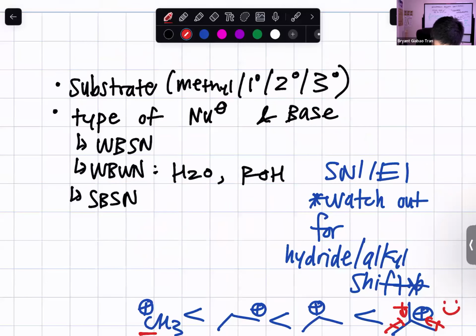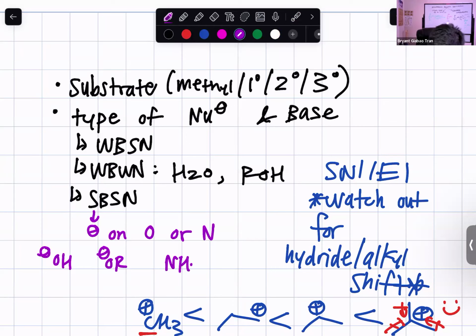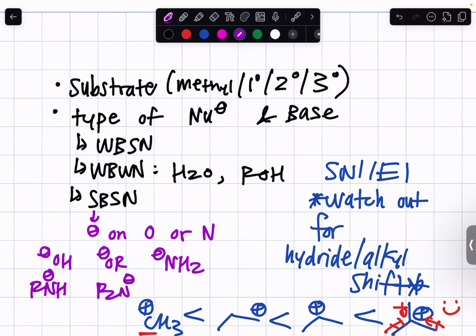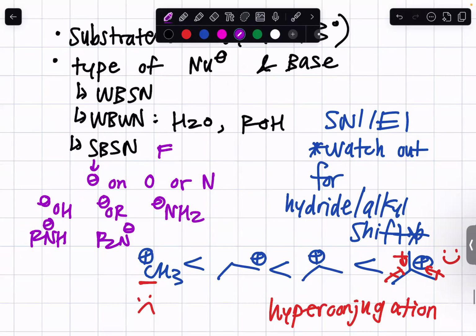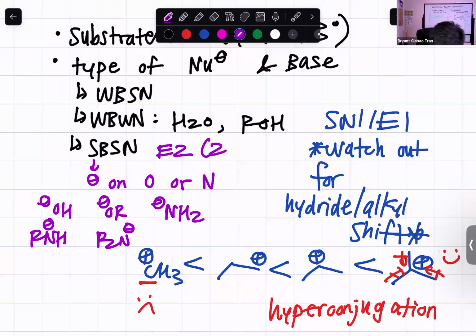So now if you see a strong base, strong nucleophile, that's most likely when you see a full negative charge on an oxygen atom or a nitrogen atom. So examples: hydroxide ion, O minus ion, alkoxide ion, NH2 minus, RNH minus, R2N minus, like any negative charge on an oxygen or nitrogen, like that. And they tend to do E2 reactions on secondary and tertiary substrates.